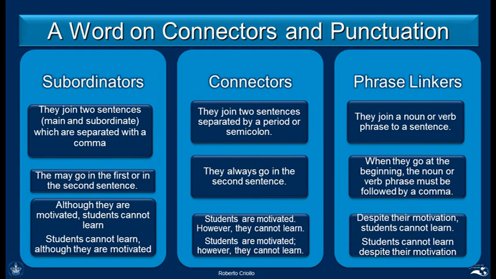Let's look at these two examples. Despite the motivation, comma, students cannot learn. But if I move despite to the end, I will say students cannot learn despite the motivation.